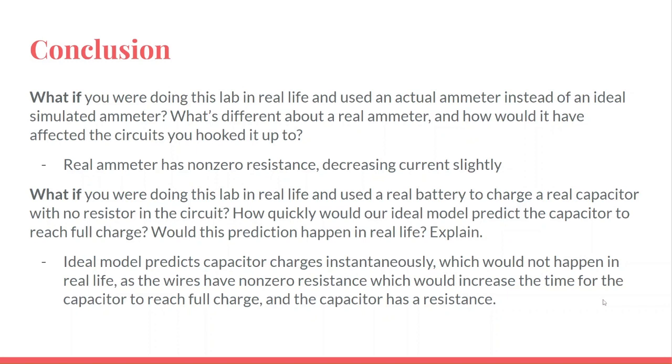Now, what if we were actually doing this lab in real life and used a real battery to charge a real capacitor with no resistor in the circuit? How quickly would our ideal model predict the capacitor to reach full charge? Would this prediction happen in real life? Explain. So basically, the ideal model predicts that a capacitor charges instantaneously, which obviously would not happen in real life, right? It takes time to charge a capacitor. This is because the wires also have a non-zero resistance, which would also increase the amount of time for the capacitor to reach fully charged state. And furthermore, the capacitor has resistance, so several sources of error. Anyway.